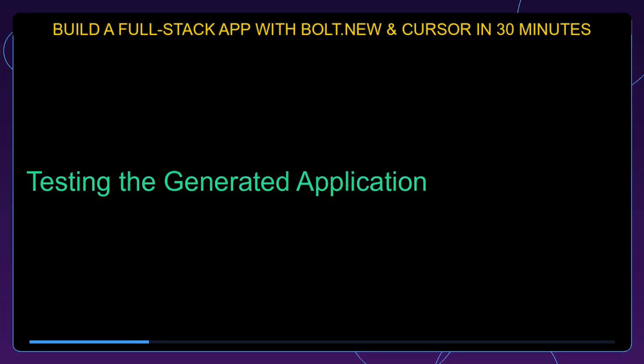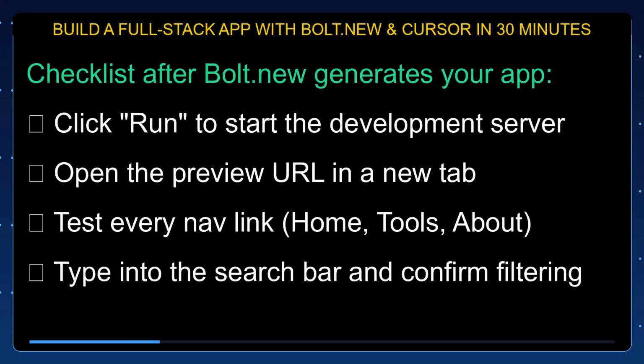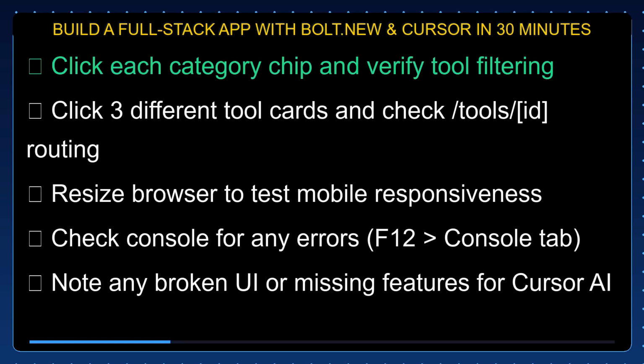Testing the generated application. Checklist after Bolt.new generates your app. Checkmark: run npm run dev to start the development server. Checkmark: open the preview URL in a new tab. Checkmark: test every nav link, Home, Tools, About. Checkmark: type into the search bar and confirm filtering works. Checkmark: click each category chip and verify tool filtering.